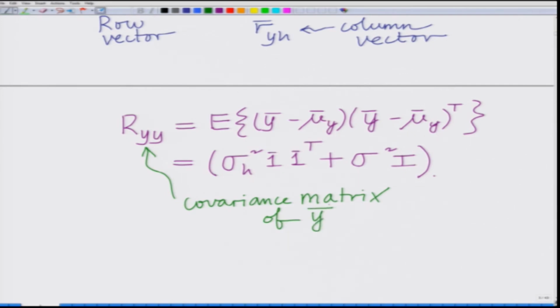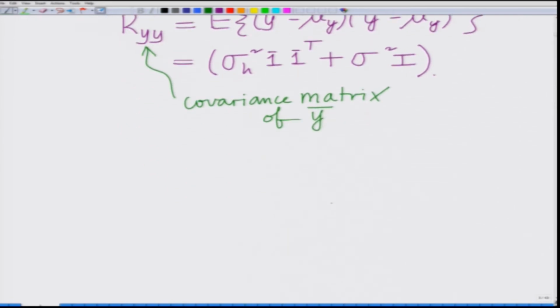This quantity is the covariance matrix of the observation vector y bar. Okay. So, now we have all the ingredients. We have the variance of h, we have the cross covariance of h comma y, and we have the covariance matrix of y bar. And now we are going to substitute this and derive the expression for the MSE.